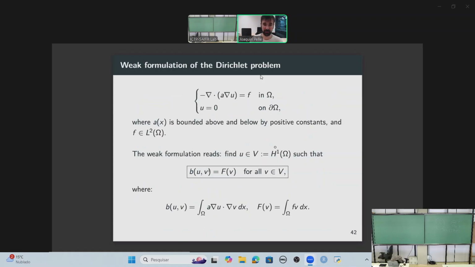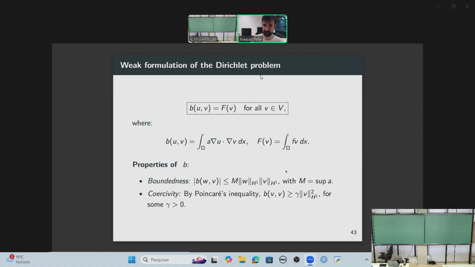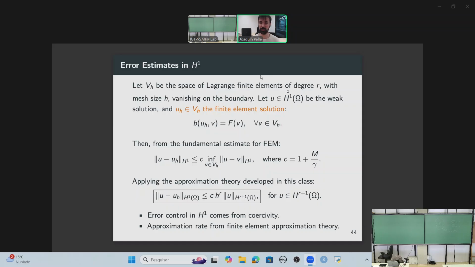Going back here, the equation tells us that b of u, v equals f of v for all v in V. And now instead of looking at the whole space, we just look for v's within our finite element space, and that we can do because everything is finite dimensional. So we look for the uh that satisfies this property here.